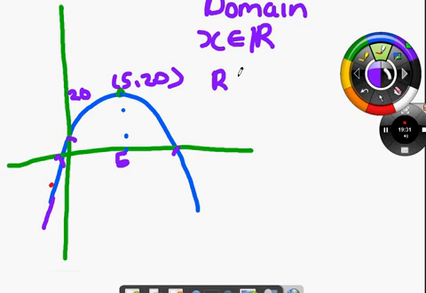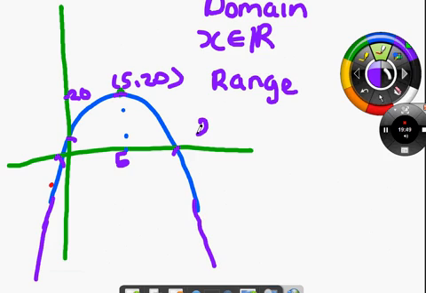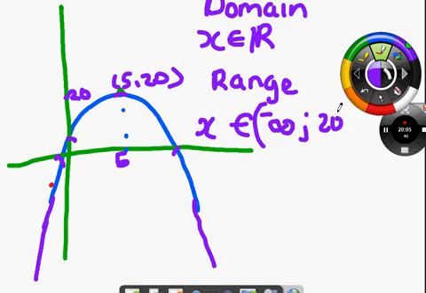But the range now, the range is a bit different. Can you see in this graph that the maximum value is 20, but it goes all the way down. As the graph is going down, it's going to go down to infinity. So it's going to go down to negative infinity. So we are going to say y is an element of, because it's going down, negative infinity going all the way up to the maximum value, which is 20. That's the range of the parabola.